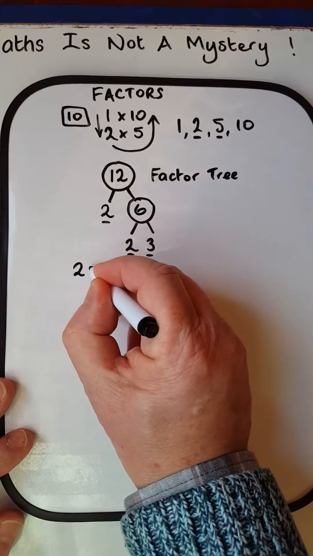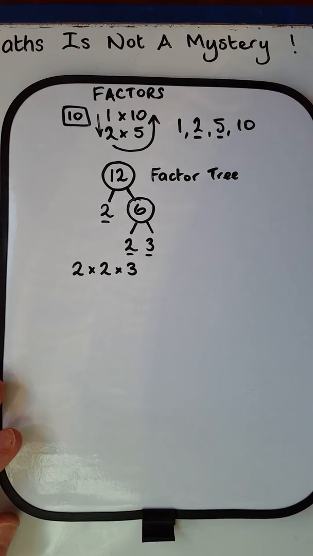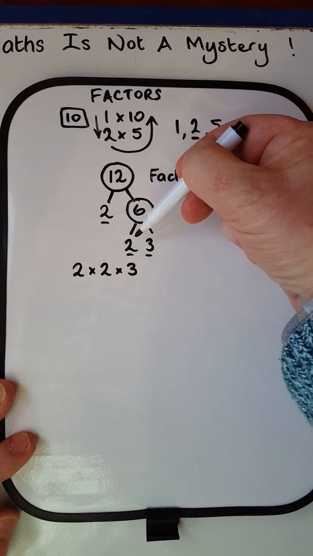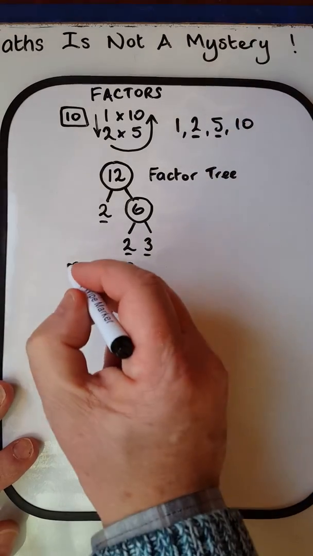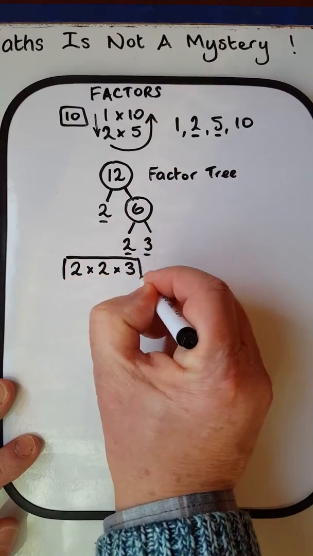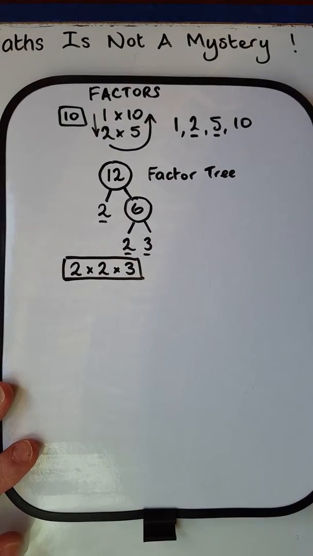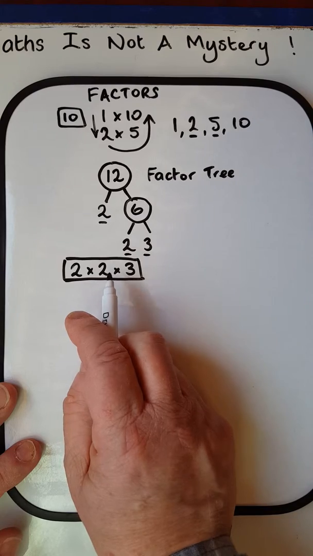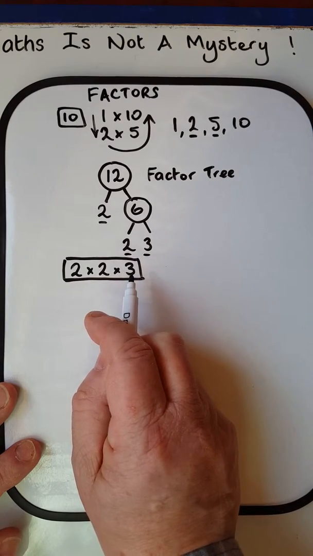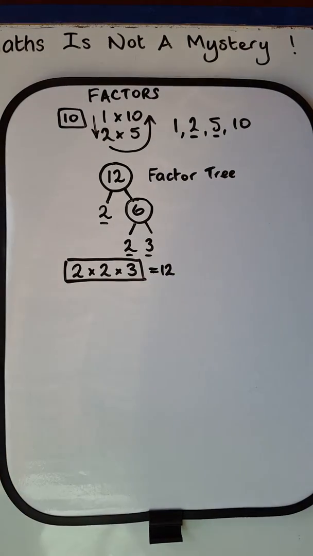A product means multiply. So what we do is we take the numbers that we ended up with there, 2 times 2 times 3. And that is writing 12 as a product of its prime factors. Each one of these numbers is a factor of 12, and each one of them is a prime number. It's a prime factor. If you do that sum, 2 times 2 makes 4, times that by 3, it makes 12. So that's how you can double check that you've done it right. Do the whole thing in reverse.